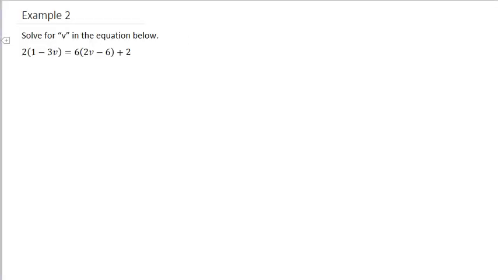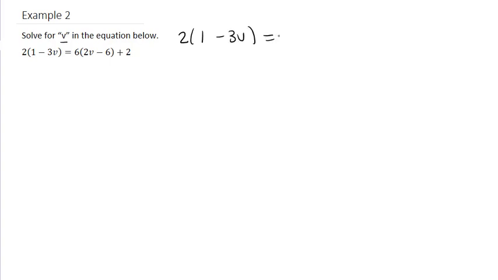Now we need to solve for v in the equation below. And you can see on the left-hand and the right-hand side, we will have to distribute and combine like terms before we go ahead and start solving. So let's first rewrite this. So we have 2 times 1 minus 3v, which is equal to 6 times 2v minus 6 plus 2. Now the first thing we do if we start with the left-hand side is we're going to multiply this 2 times both terms. Let's go ahead and do that.